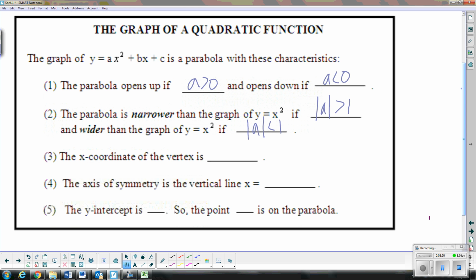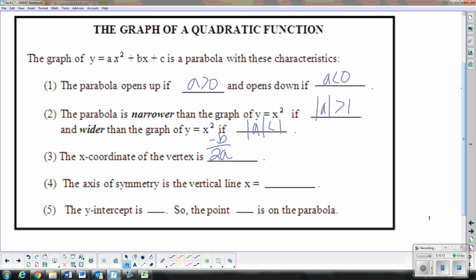And then the x-coordinate of the vertex, which we haven't dealt with yet, is negative b over 2a. This should look familiar. It should look like your quadratic formula. It should remind you of the quadratic formula that you used last year.